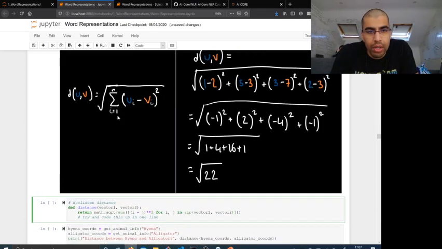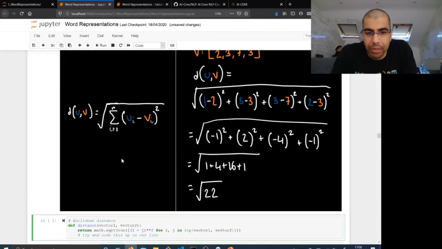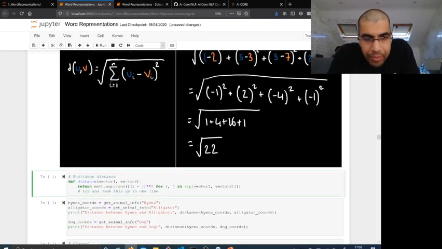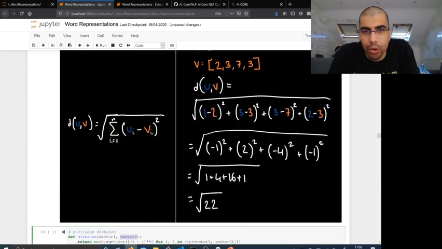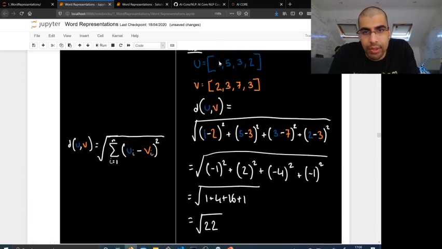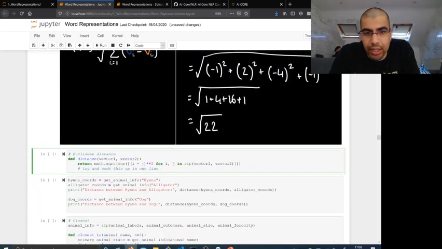So you can do this in a for loop or something, but I coded this pretty cool one-liner. What we're going to do is zip vector 1 and 2. Basically, what this means is every time we loop over it, this is loop 1, this is loop 2, this is loop 3, and this is loop 4, for example. So that's i and j.